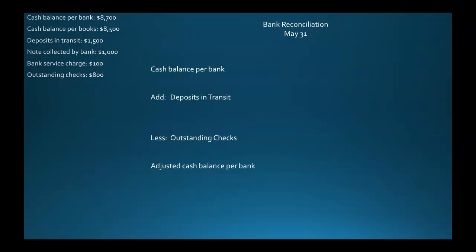So let's start putting in numbers here. So the cash balance per bank we were given is 8,700. Our deposits in transit were 1,500. So if we add those two together, we get 10,200. Now, we subtract out our outstanding checks. Those were $800, giving us an adjusted cash balance per bank of $9,400.